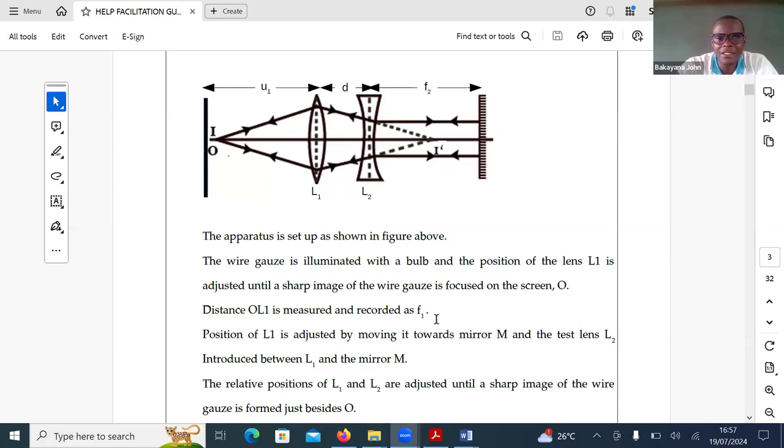Okay, we have adjusted the concave lens until the image coincides with the object. And I'm asking, what is next? What are we trying to find out?